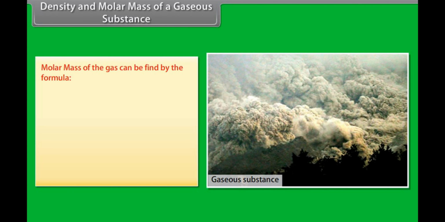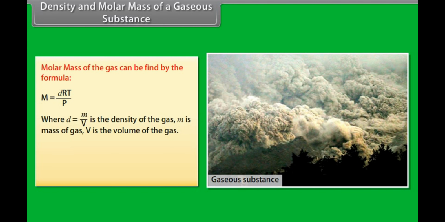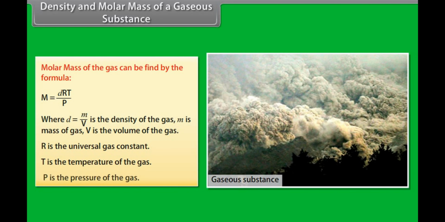Density and molar mass of a gaseous substance. The molar mass of the gas can be found by the formula M is equal to D into R into T by P, where D is equal to M by V is the density of the gas, M is the mass of gas, V is the volume of the gas, R is the universal gas constant, T is the temperature of the gas, and P is the pressure of the gas.